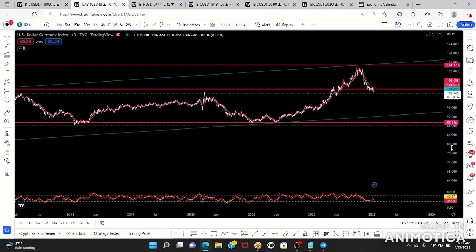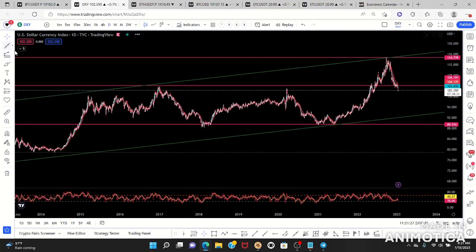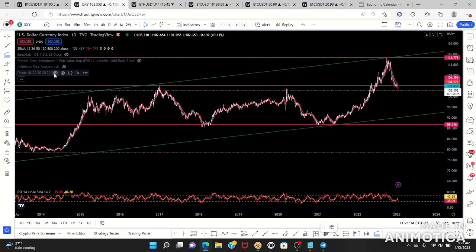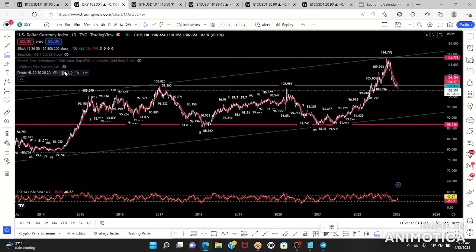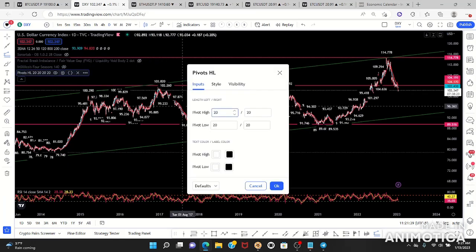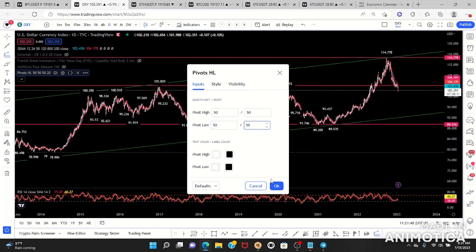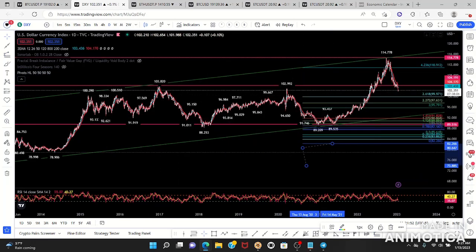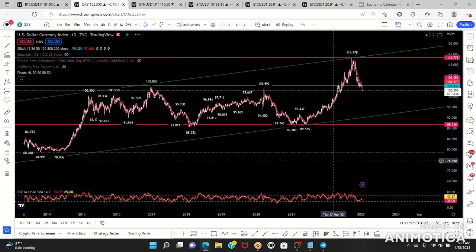Now that I'm in the daily, I am going to throw a trend-based fib extension. And it's going to be from our highs to lows. And if you're having a hard time finding highs, lows, go ahead and use the pivot highs and lows indicator. I love that indicator. So the higher you go with the numbers, the less highs and lows that you view.